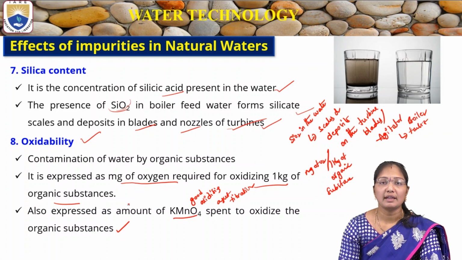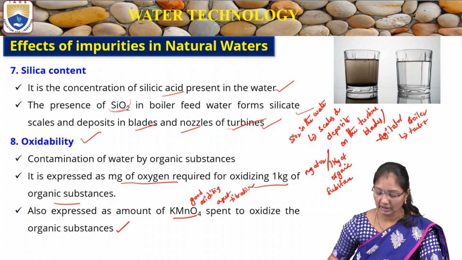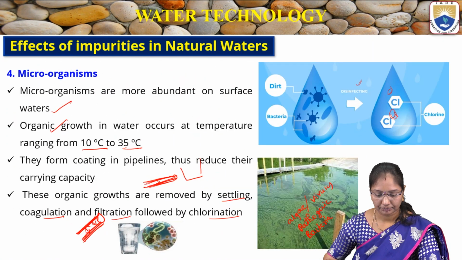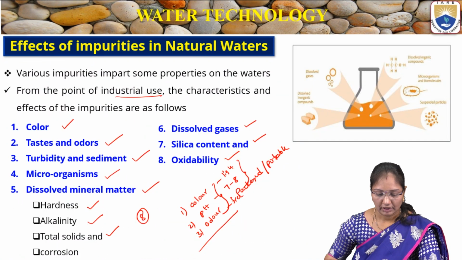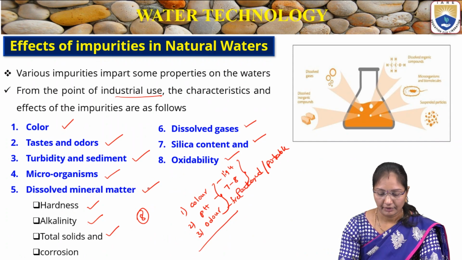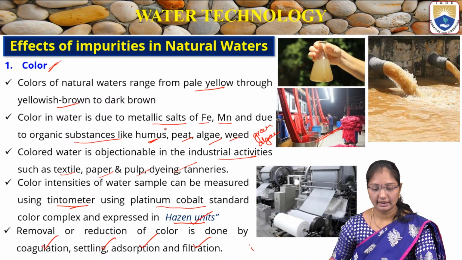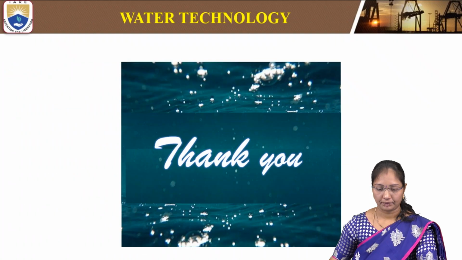So these are the 8 characteristics of impurities in water used for industrial purposes. These are the 8 characteristics we have to check before using water for industrial or domestic purposes. All these 8 characteristics are discussed in detail in the PPT.